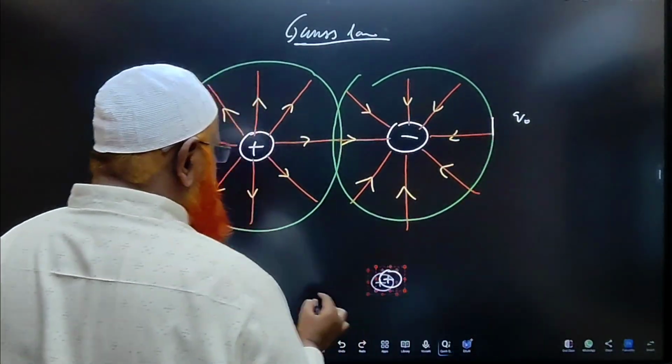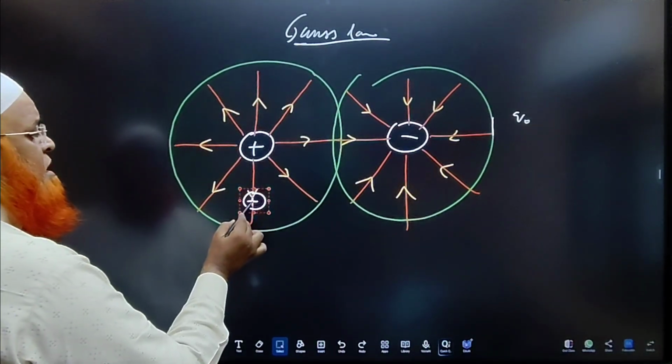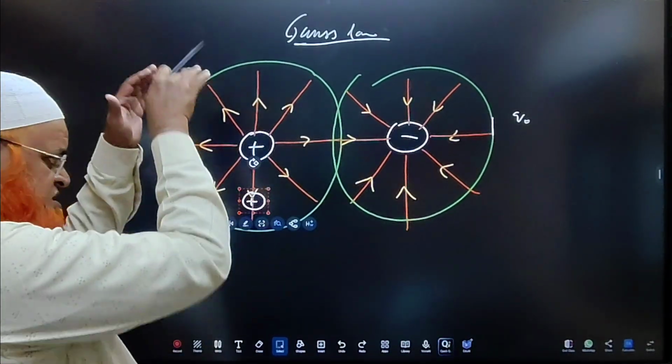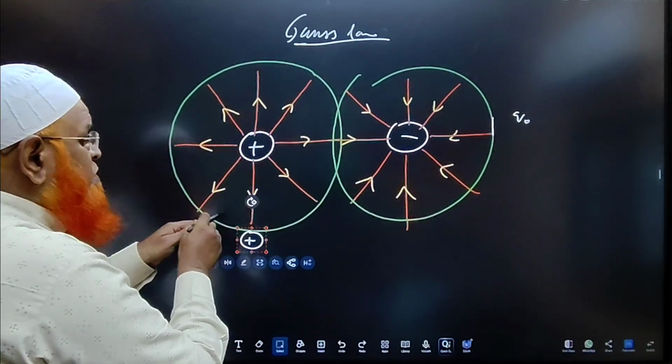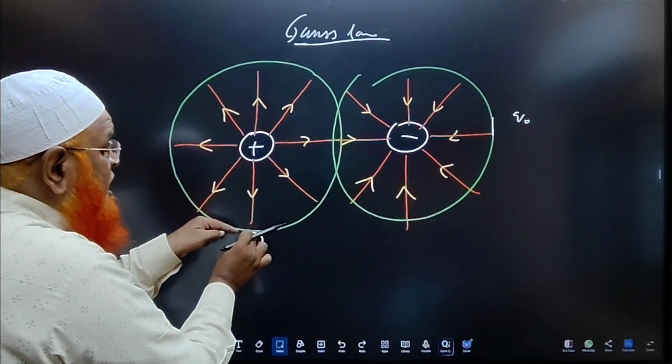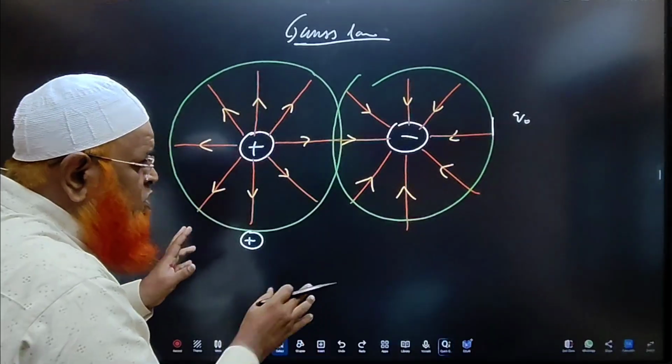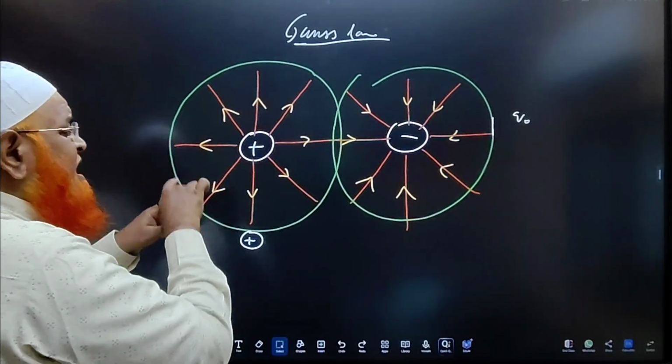The same positive charge, if you keep here, what does it do? It repels downwards and it will stop up to here. Why? Its border is finished. It can repel up to here, beyond that it cannot repel because its influence is within this area.